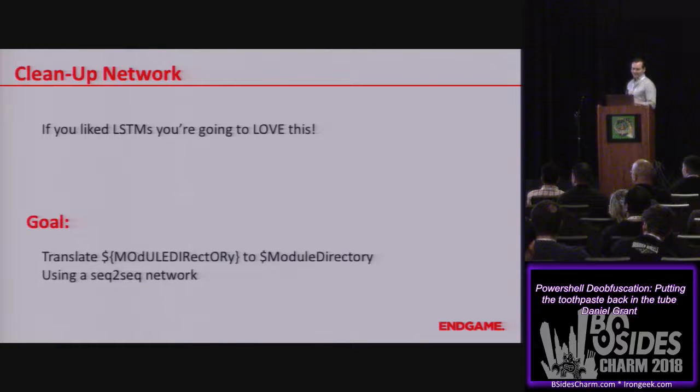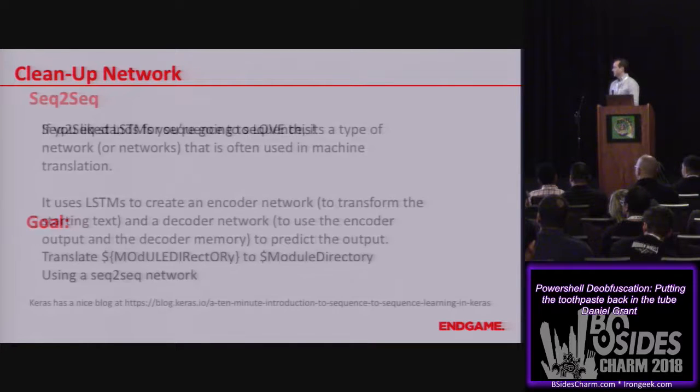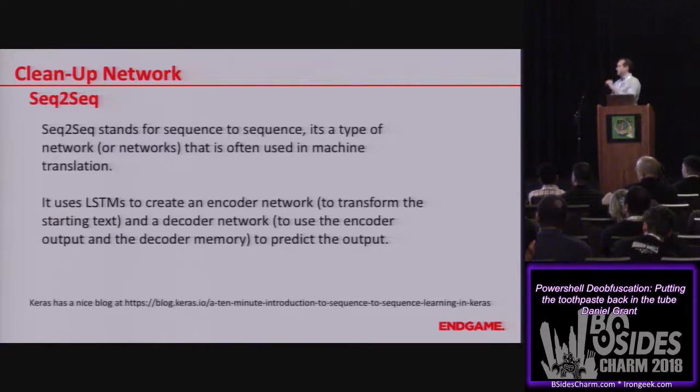So the goal right here is to translate something like this, variable module directory all messed up, into variable module directory. And we're going to use a sequence-to-sequence network to do this. So what's a sequence-to-sequence? It's a type of neural network that's often used in machine translation. So think language translation, Cantonese to English sort of deal. It uses LSTMs to create an encoder network to transform the starting text, and a decoder network to use the output and the decoder memory to predict the output.